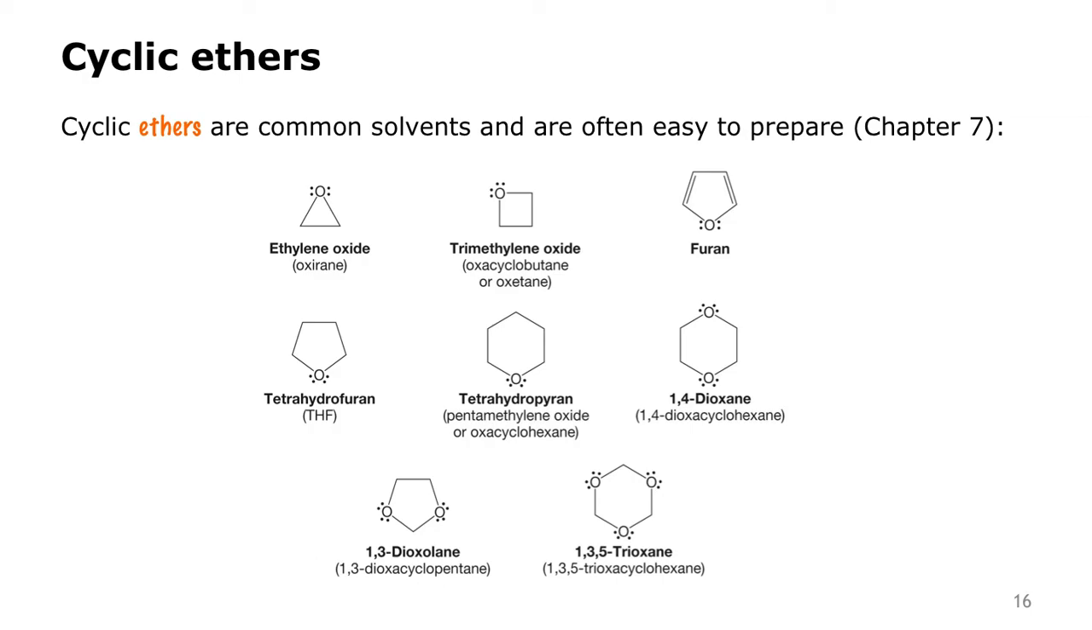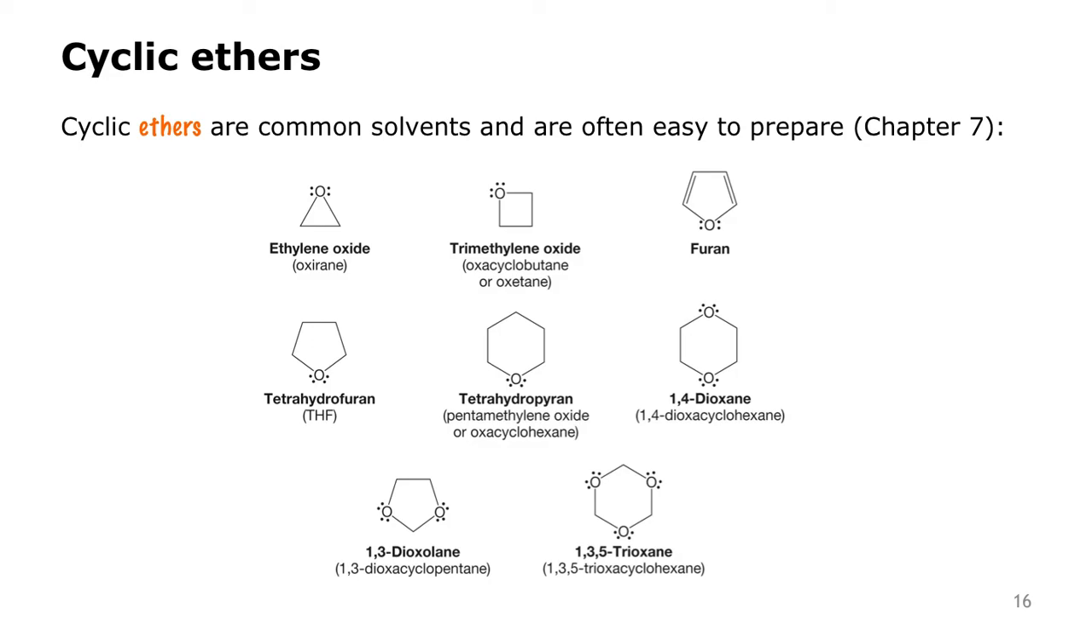We talked about acyclic ethers earlier, but ethers can also exist in a ring where oxygen is one or more of the atoms that make up the ring. Many of these substances are common laboratory solvents. Others are very important from an industrial point of view. And here's a few examples of these.